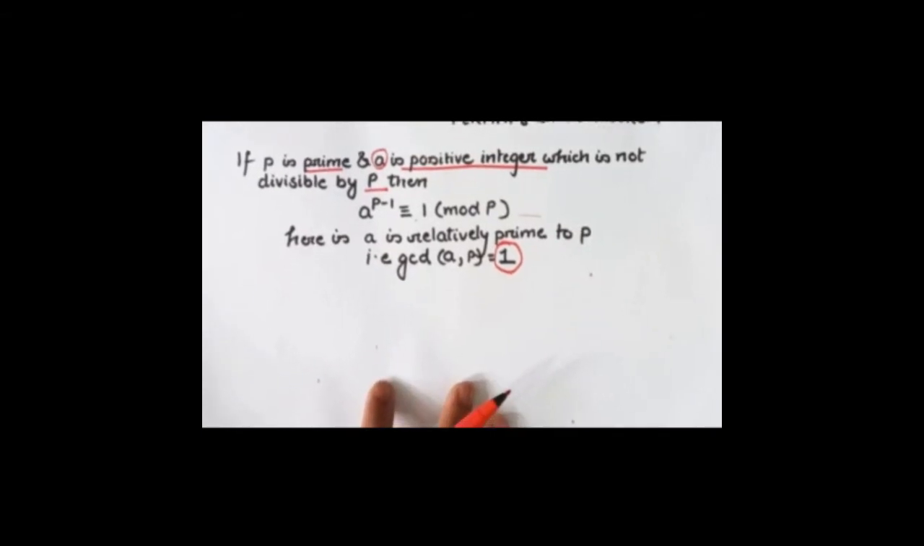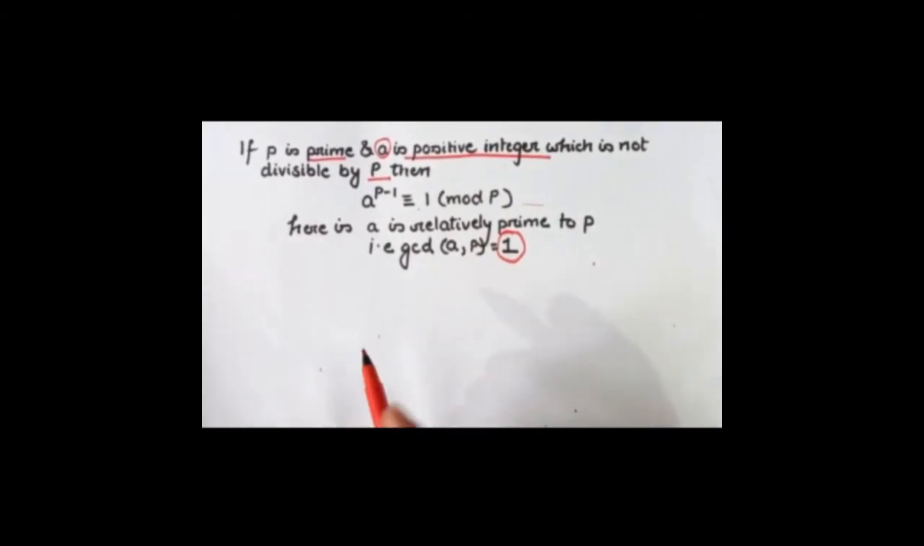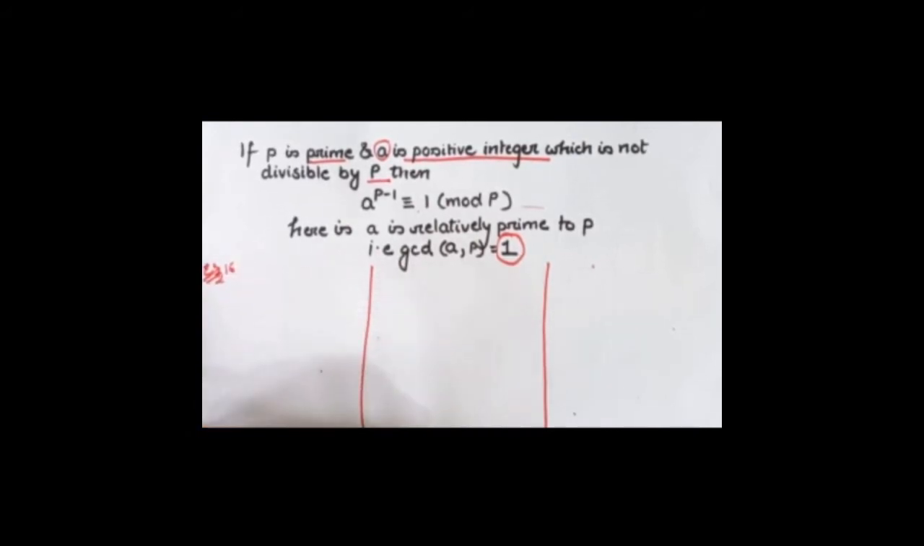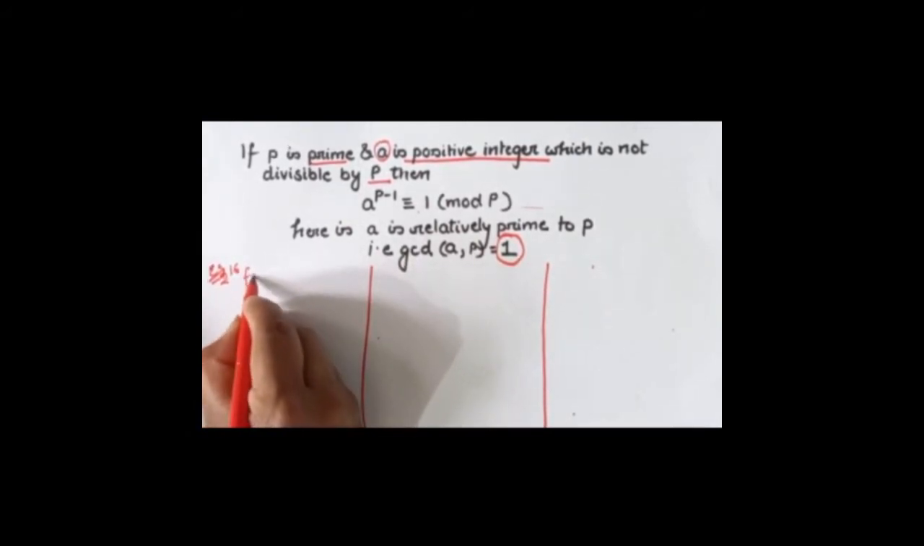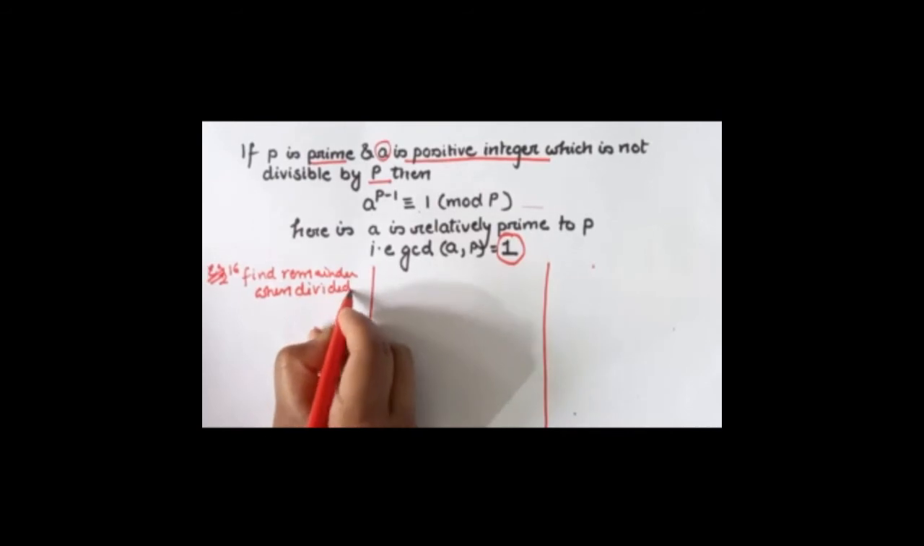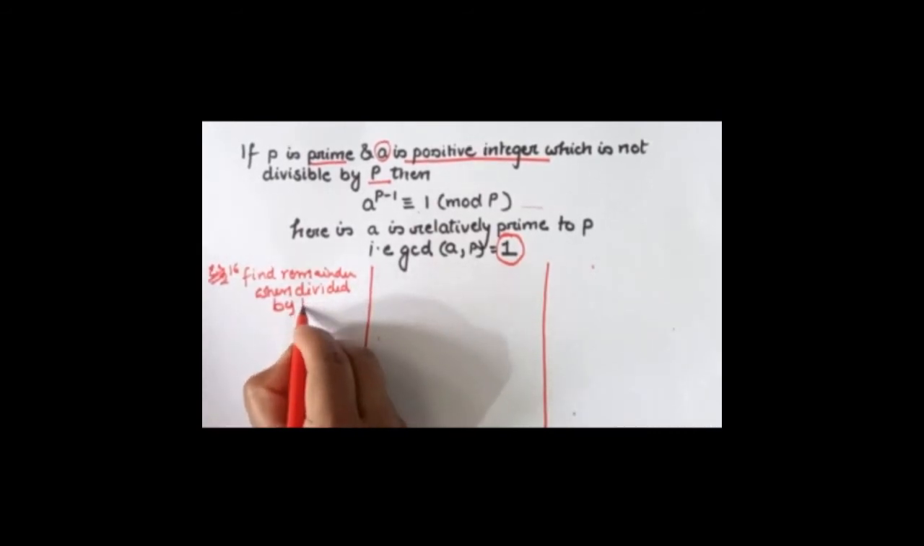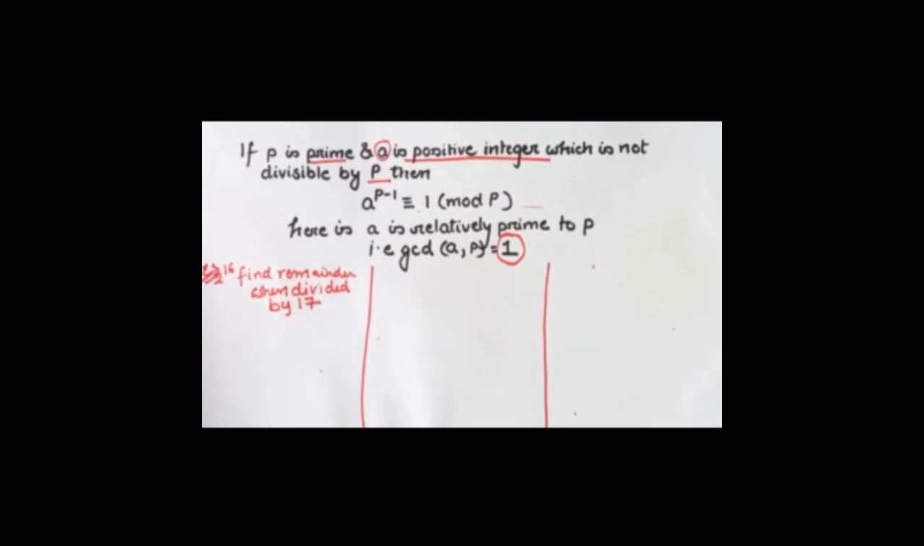Now I'll be using an example to explain Fermat's theorem. Let me divide the page into 3 parts so that the entire thing is written here and you can understand. Now, example number 1 that I'm going to do here is 2 to the power 16. For example, in the exam you're asked 2 to the power 16, find the remainder when divided by 17. Maybe this is the question that you're asked.